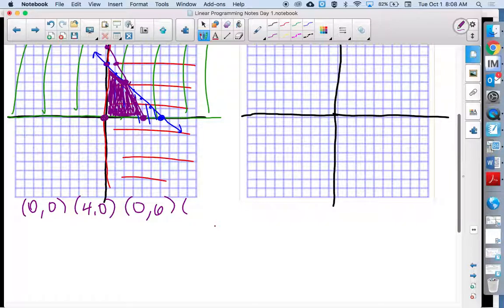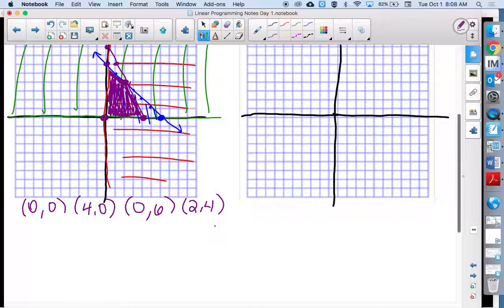Josh, what's that one at? 2, 4, yeah, that one's at 2, 4. So if we had an objective function, then I would take those 4 points, the 4 vertices, and plug them into our objective function, either to find a maximum of something or a minimum of something. Questions? So that is linear programming without the application, without the word problem part.